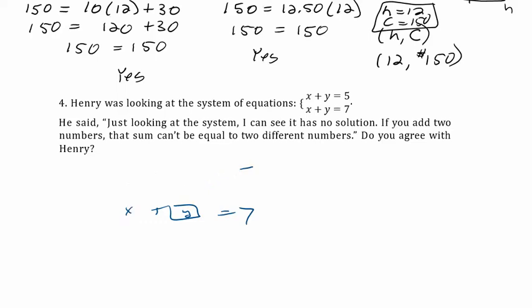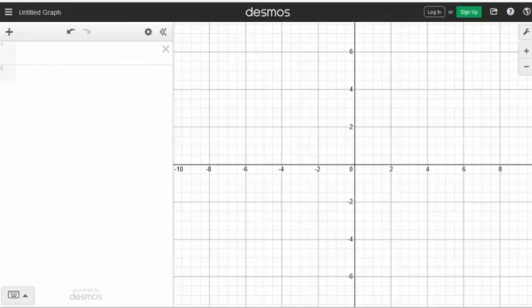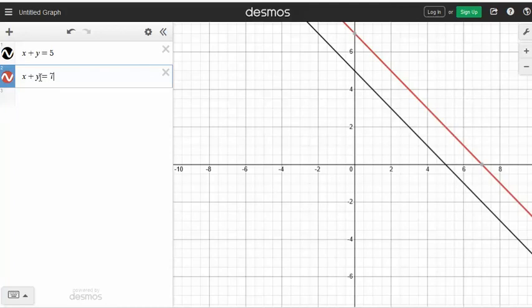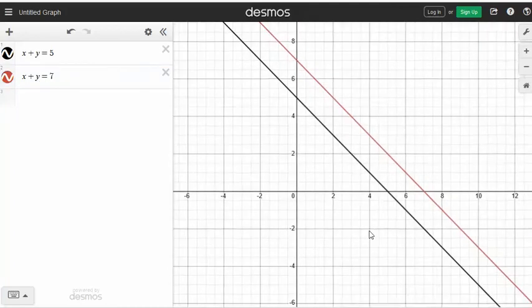Let's think about this graphically for just a second. We could even go to Desmos and graph these and look at it. Let's put in our two equations, x plus y equals 5 and x plus y equals 7. Where are those lines going to cross? They aren't, right? They're never going to cross. So it is possible for a system of equations to have no solution.